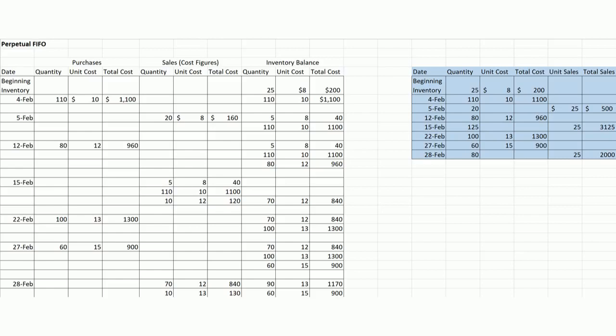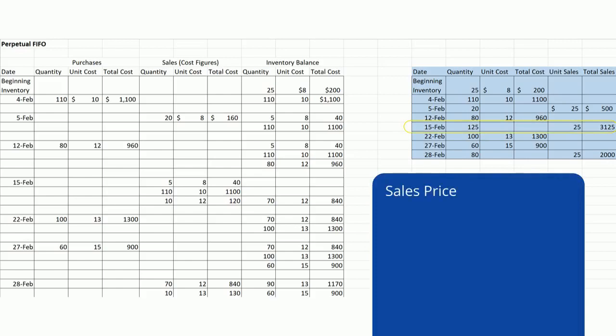Let's record some inventory transactions. We can use our inventory example data. Let's make an entry for the sale on February 15th. Every inventory sale has two entries. The first entry records the sales price. This sale was for 125 units and the sales price was $25 each, for a total of $3,125.